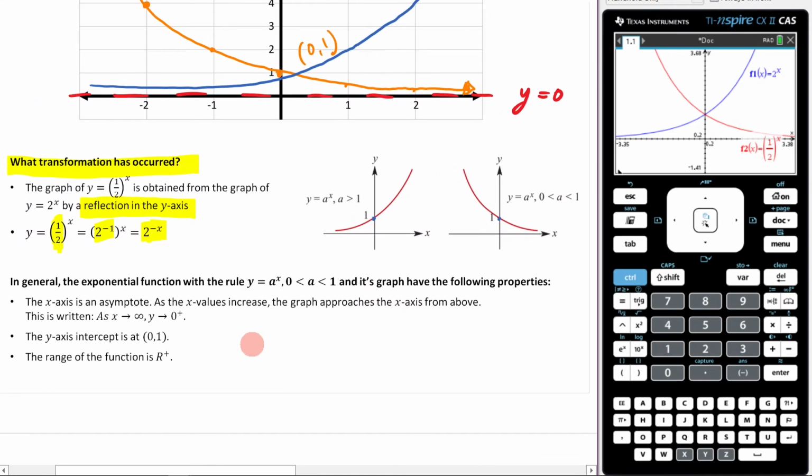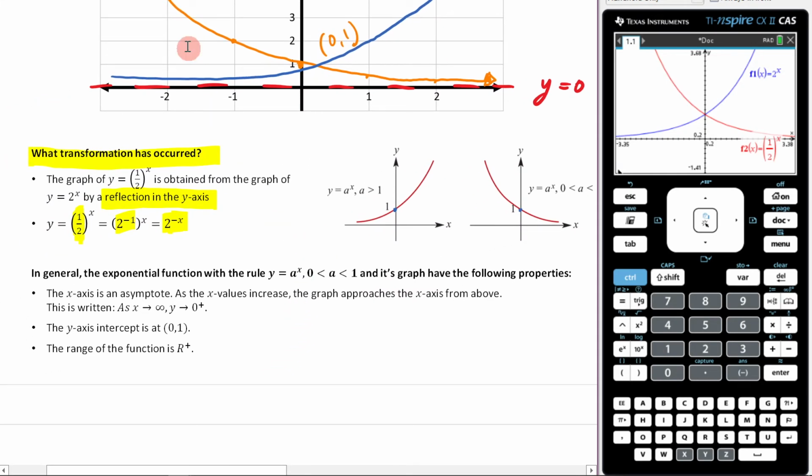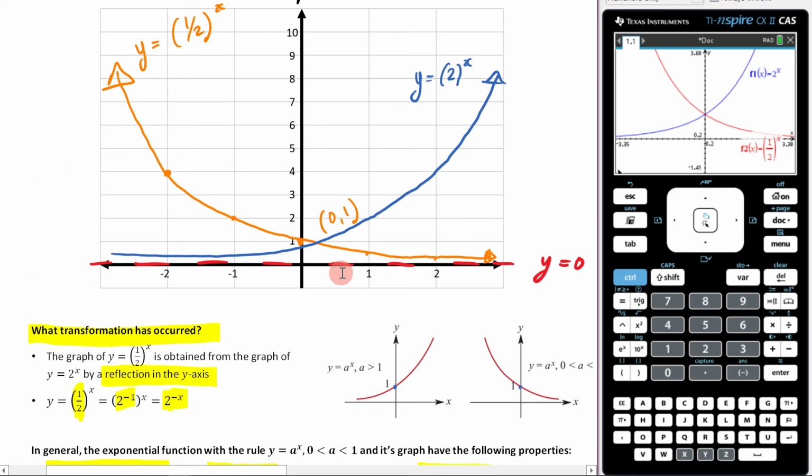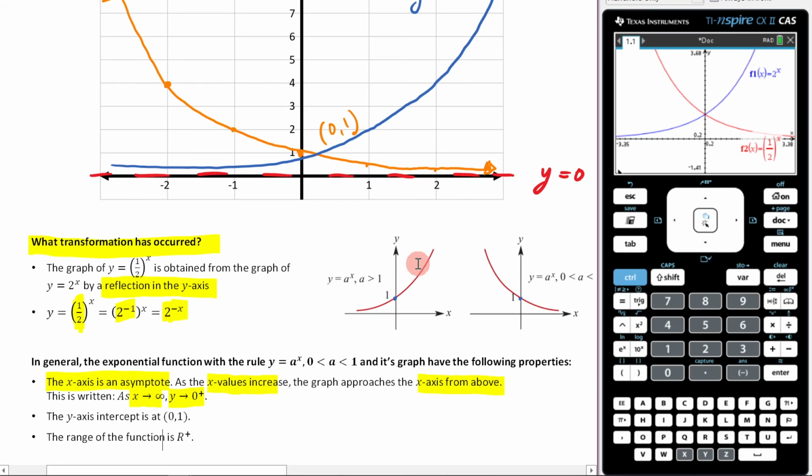All right, let's just talk about some properties before we finish up on this part. Let me grab my highlighter out. It says, in general, the exponential function with this rule, where a is between 0 and 1, and its graphs have the following properties. The x-axis is the asymptote. As the x values increase, the graph approaches the x-axis from above. So as x increases, my y approaches 0 from above. Look at your orange graph here. As my x values increase, my y values approach 0 from the positive side. The y-axis intercept is still 0, 1, and the range is still all positive real values.